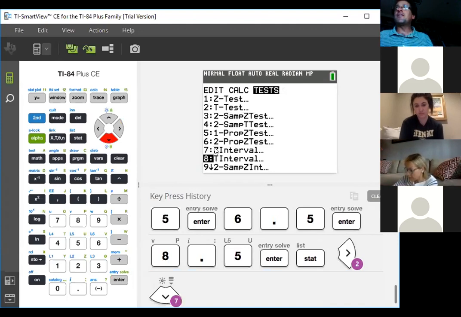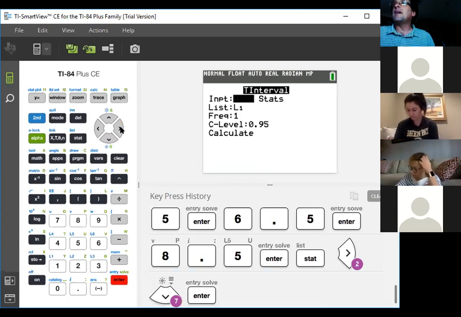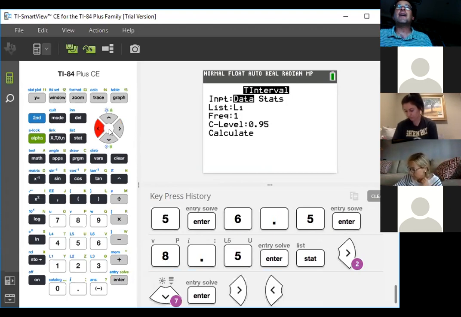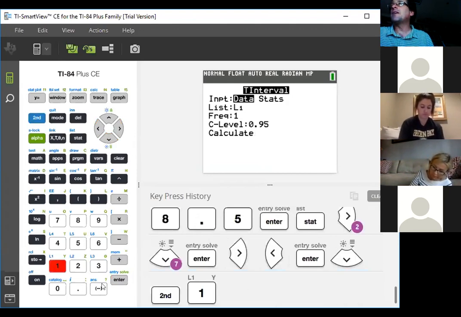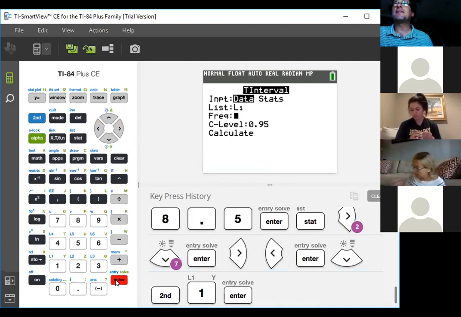He used the T interval instead of a Z interval because we don't know the standard deviation of the population. So I hit enter. Now, if you look at it, it asks you data or stats. Do we have data or do we have statistics? Data. We have data, so we enter on data. The list is L1. If it's not already in there, you go second one, and that'll put L1 in it. Freq, always let it be 1. Can you remember that? In this class, we're always going to let the freq be 1.